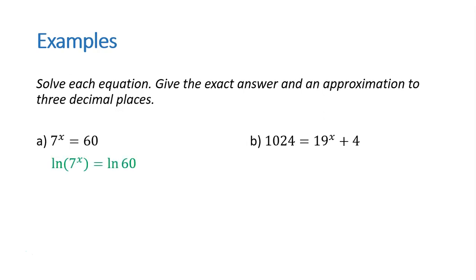So I'm going to take the natural log of both sides of this equation. So I now have natural log of 7 to the x power is equal to natural log of 60. Then I'm going to use that power rule for logarithms that says that if I have an exponent inside of my logarithm, I can pull it out front and multiply it by the logarithm. So if I pull the exponent out of the logarithm, I now have x times the natural log of 7 is equal to the natural log of 60.